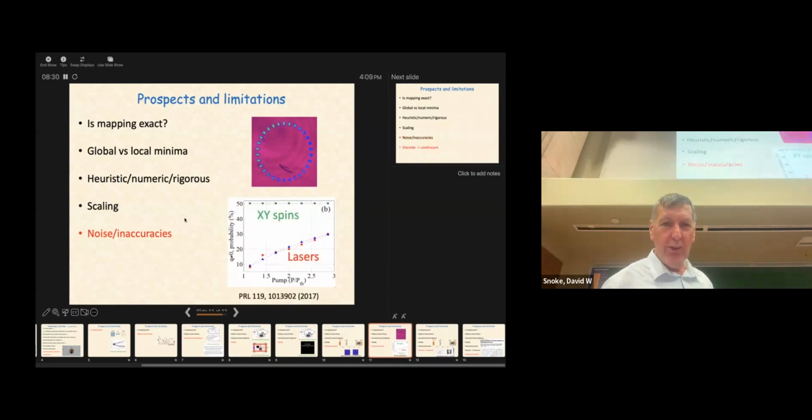So what I'm showing you in this graph, this is an experiment we did a while ago. On the vertical axis is the probability to find the actual ground state, and on the horizontal axis, you can see how much we're above the lasing threshold. And it's well known that as you go closer and closer to the lasing threshold, noise plays a more important role in the system. And what you can see in this graph is that actually noise helps you. So the lasers, as opposed to XY spins, can find the ground state much better due to noise.